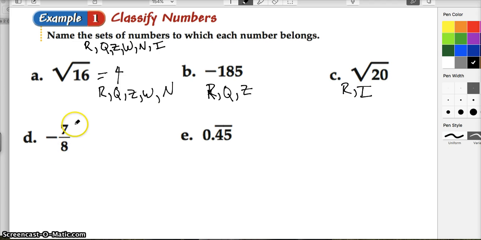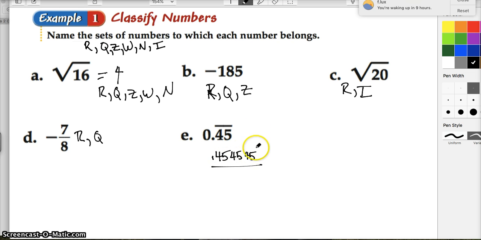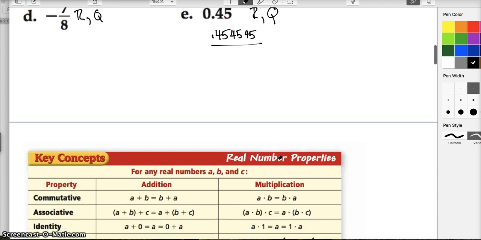Over here, I've got negative 7 over 8. Negative 7 over 8 is real. It is rational, because remember, rational numbers are any numbers that I can write as a fraction, but it's not an integer because it's not a whole number, it's not whole, and it's not a natural number. Here we have this 0.45 repeating, right? That's what this means. And we talked about what that means. It means that this is not irrational, it is rational. Once I have a repeating decimal, I know that I can write it as a fraction, so it totally fits in the rational category. So I'm going to put an R here for it being real and a Q for it being rational. And we've done our first example.